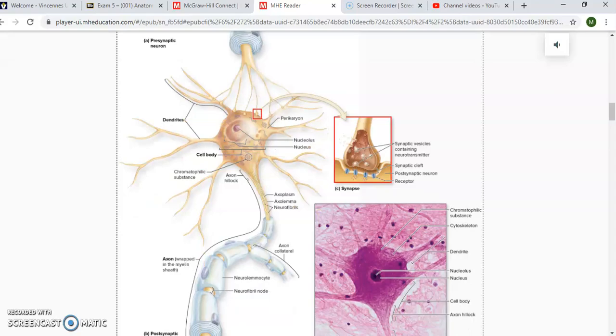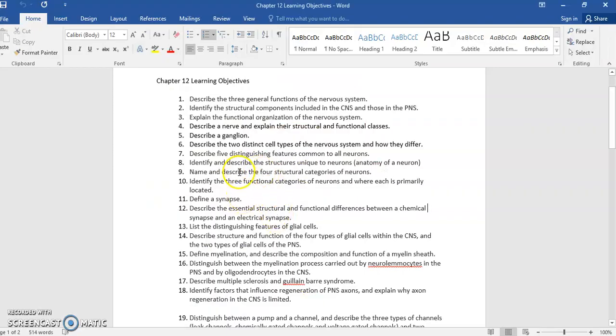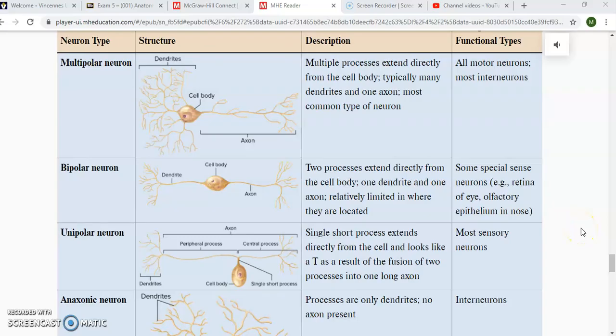All right, so that was our objective over describing the structures of the neurons. Now we're going to talk about how we categorize neurons. So this is our structural categories of neurons. We have 4 types, and I'll slide it up so you can see that last picture. We have multipolar neurons, and that's the one that, when we draw a neuron, we usually draw. We have a bipolar neuron, a unipolar neuron, and an anaxonic neuron.